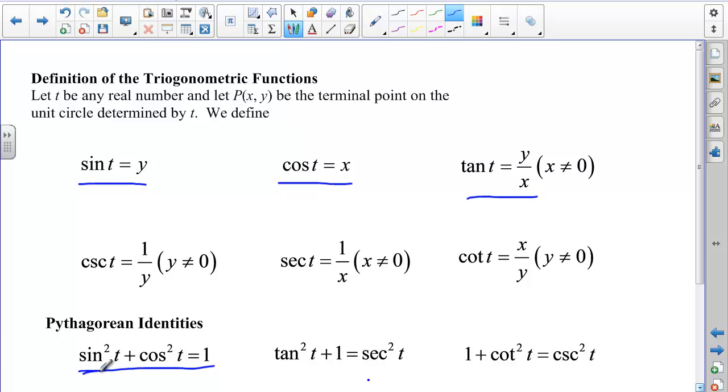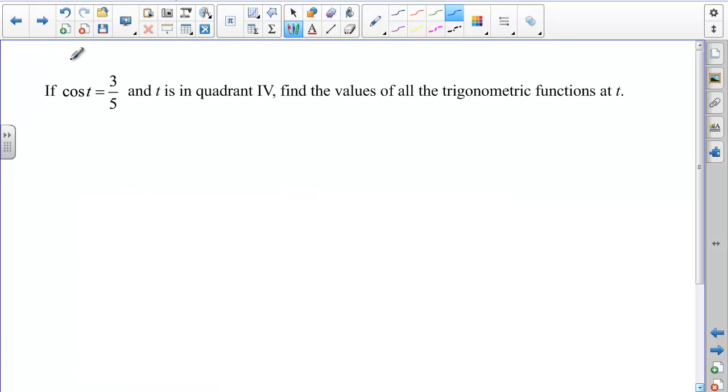This one here is probably the most important because that will allow us to take any sine or cosine and relate it to the other trig value. And if we know sine and cosine, we can figure out the other 5 or 6 trig functions. So we're going to see problems that look like this. It says the cosine of t is equal to 3/5, and t is in quadrant 4. Find the values of the trig functions at t.